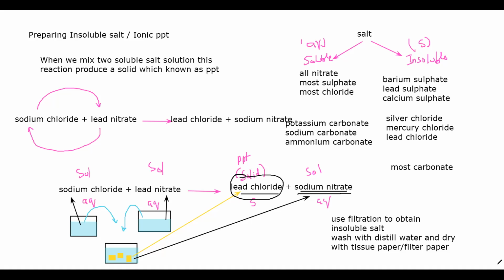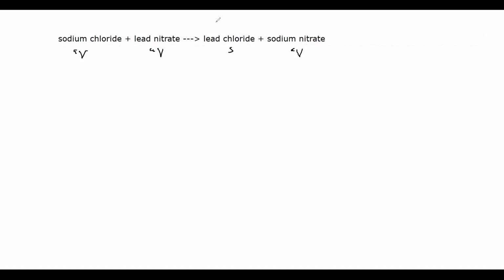So we have lead chloride formation here. For example, sodium chloride mixed with lead nitrate gives lead chloride plus sodium nitrate. This one is aqueous, this one is aqueous, this one is solid, and this is aqueous. This is a word equation.